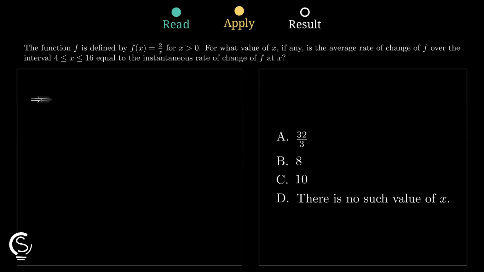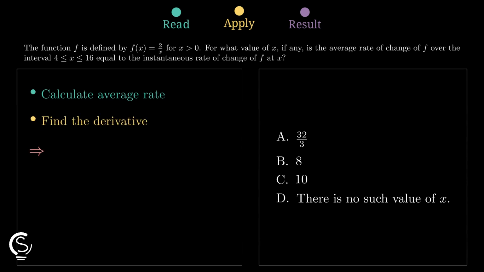Next, we find the instantaneous rate by taking the derivative of our function. The derivative of 2 over x is negative 2 over x squared. We must set these two values equal. Finally, solve for x. Cross-multiplying gives x squared equals 64, so x is 8. Option B is the final winner.